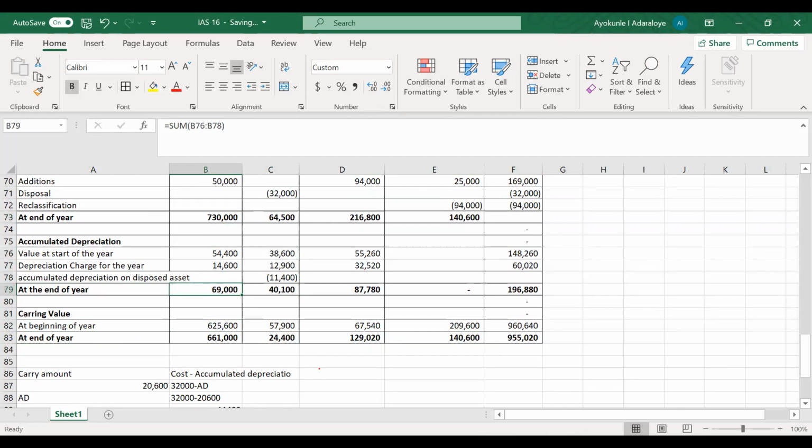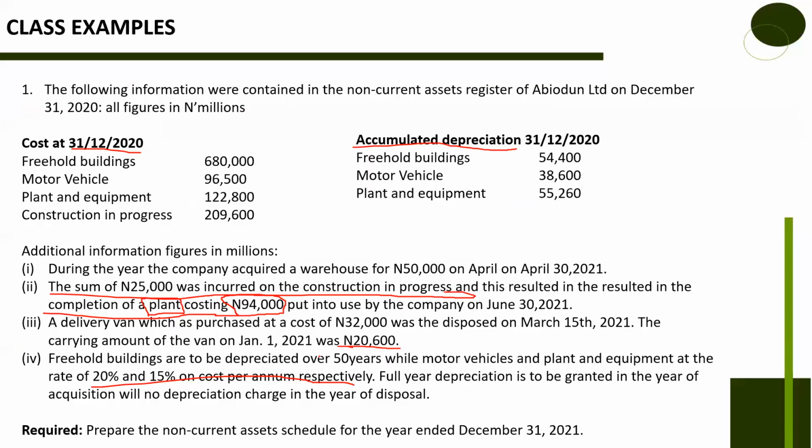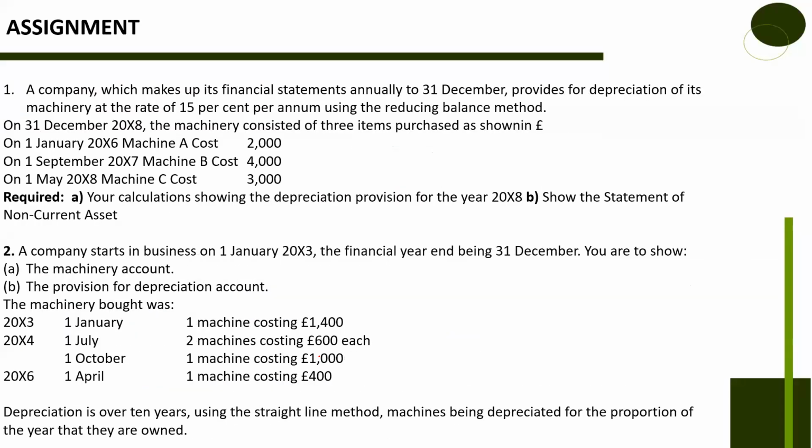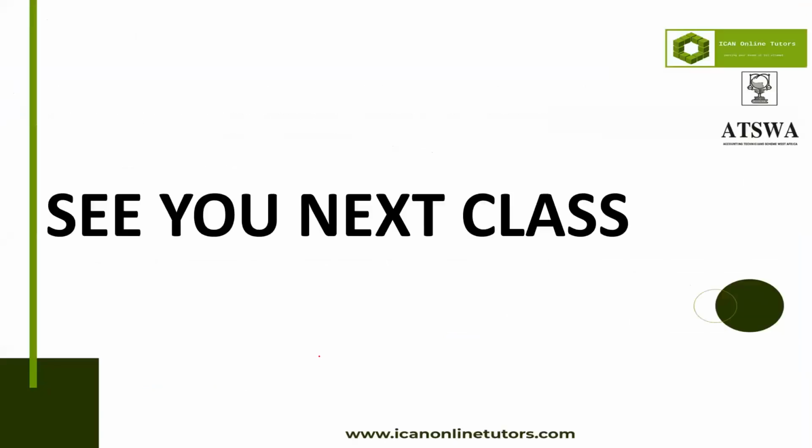So this is the end of our class today. I have an assignment for you on this page. Please attempt it. It's a standard question, 2 questions. Attempt it, and I will see you at the next class.